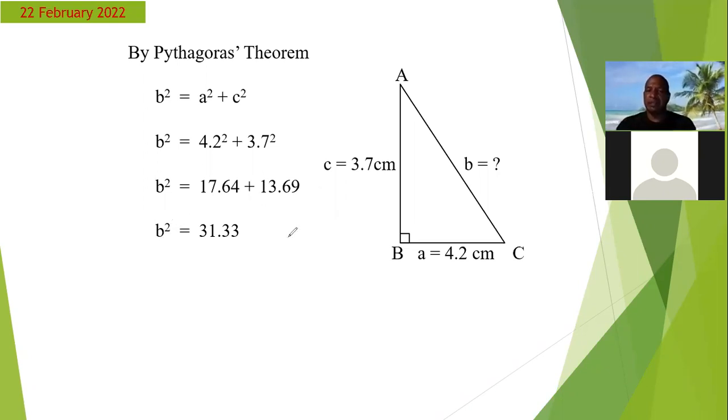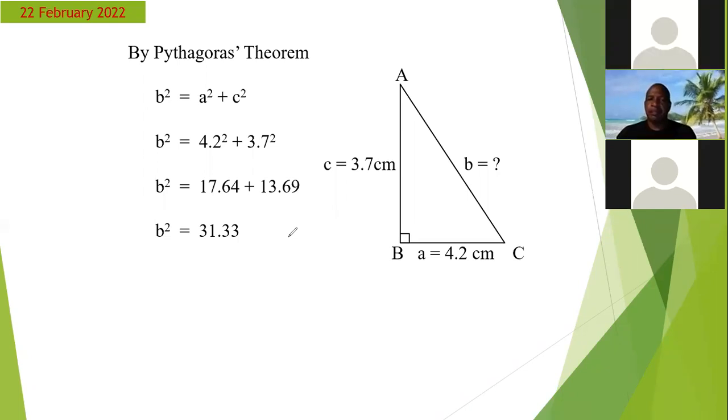Go ahead, Ms. Wason. Sir, where did you get the 13.69 from? Well, actually, it's supposed to be a calculation of 3.7 squared. If you check it and you get something different, that means the calculation is off. You would have multiplied 3.7 times 3.7, and you should get this. Likewise, you would multiply 4.2 times 4.2, and you get that. And next you would add.